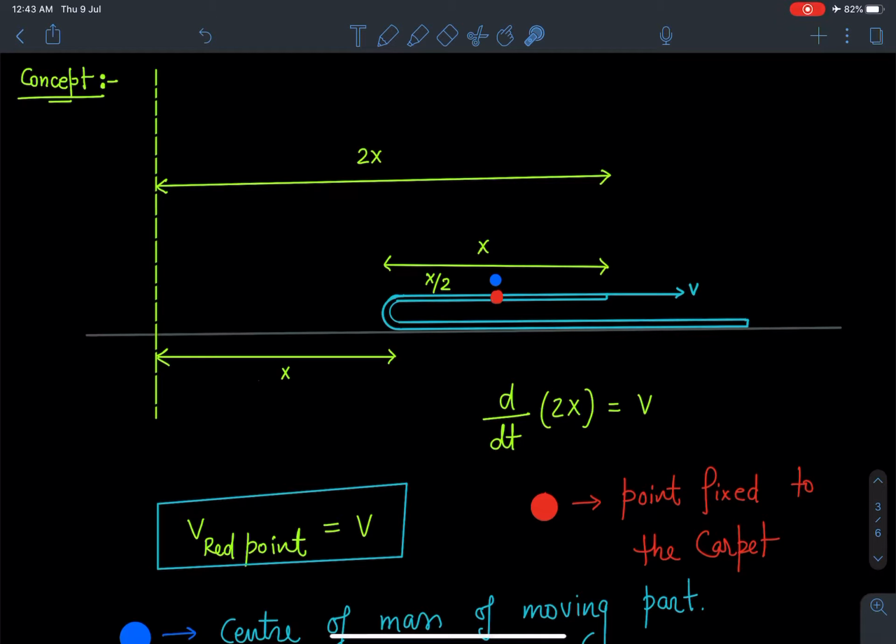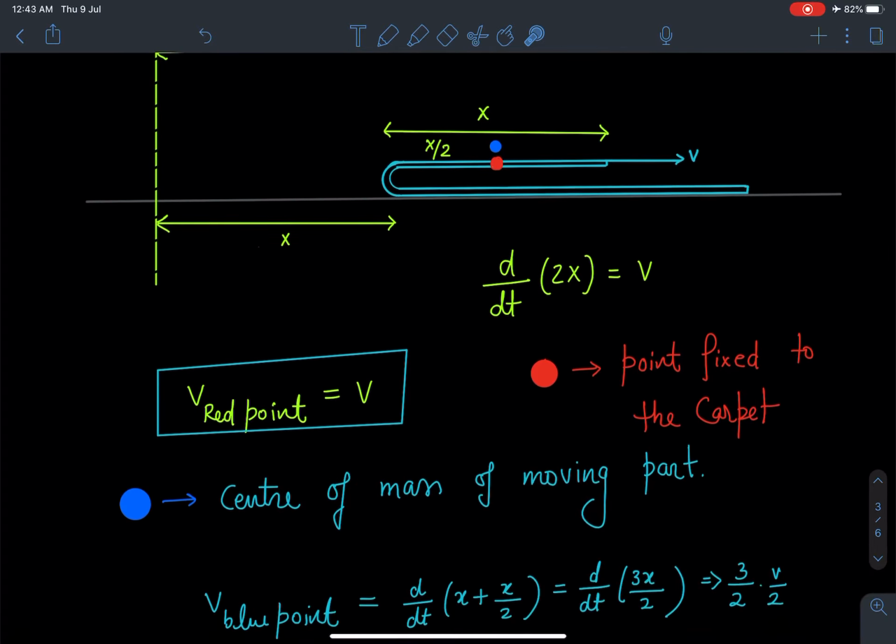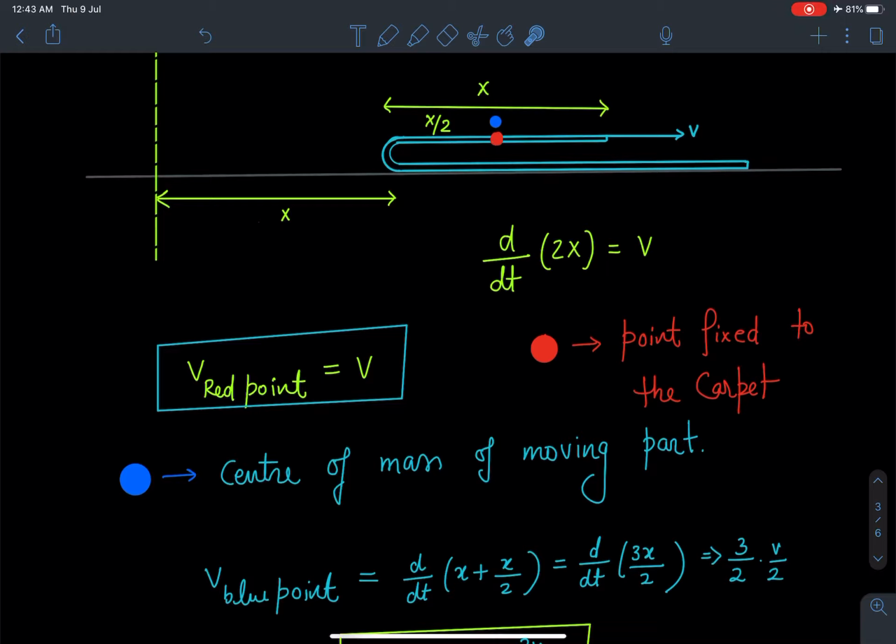Now here you can see there are two dots, one blue in color and one red in color. I'm calling this red point the point which is fixed to the carpet. Since it is fixed to the carpet, the distance between this end and the red point cannot change, so the answer will be v directly. However, what he is asking is completely different.